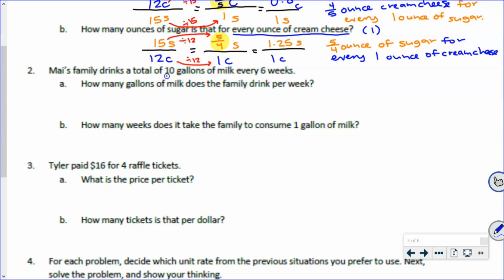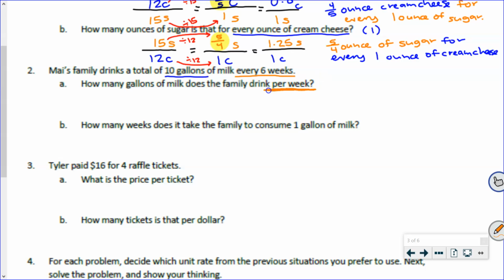And we're back. Let's go over 2A and 2B. We have 10 gallons of milk every 6 weeks. Mai's family drinks a total of 10 gallons of milk every 6 weeks. So I've got my color set up, and now I'm going to read through part A. How many gallons of milk does the family drink per week?